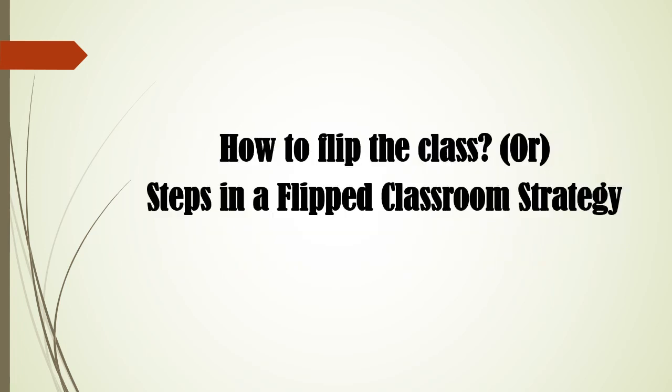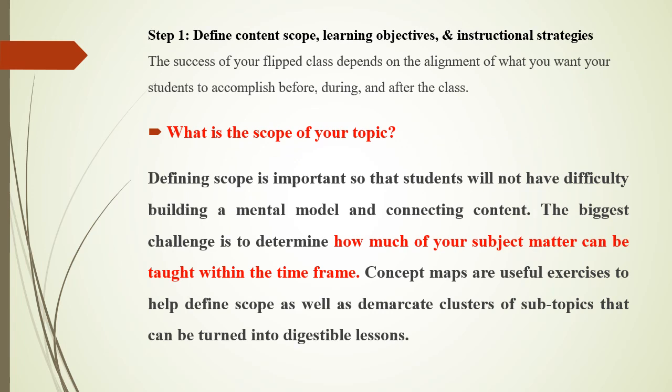Next we move to how to flip the class, or the steps in a flipped classroom strategy. What are all the important steps? Step 1. Define content scope, learning objectives and instructional strategies. The success of the flipped classroom depends upon the first step: what you want your students to accomplish before, during and after the class. So we have to be clear in the idea of the scope of our topic.